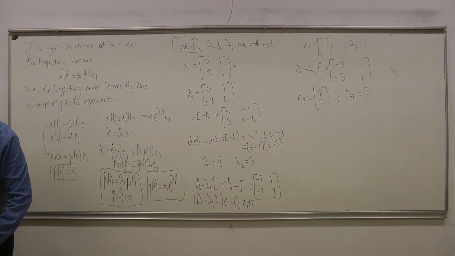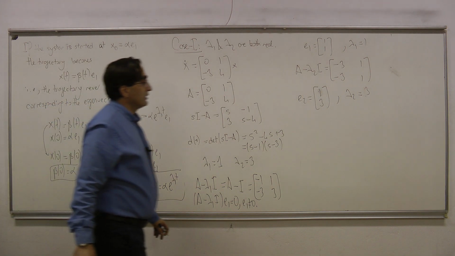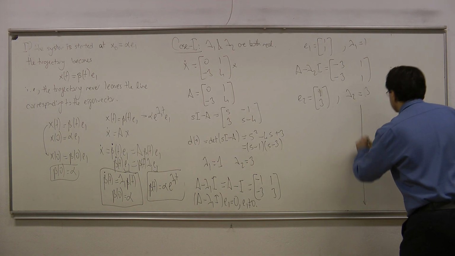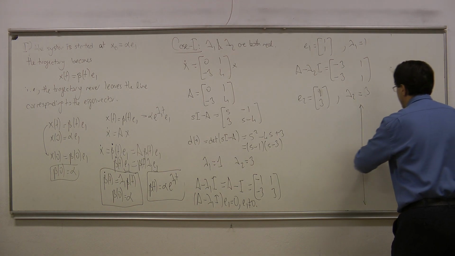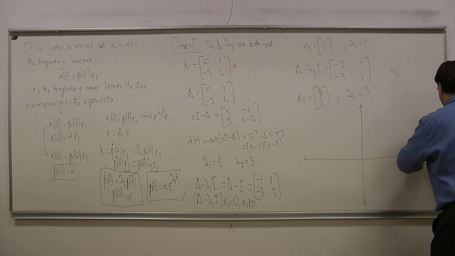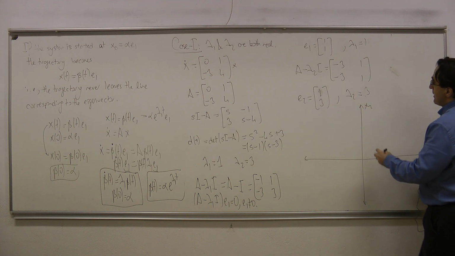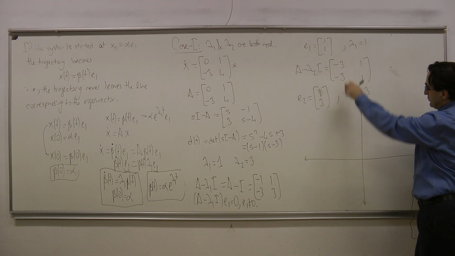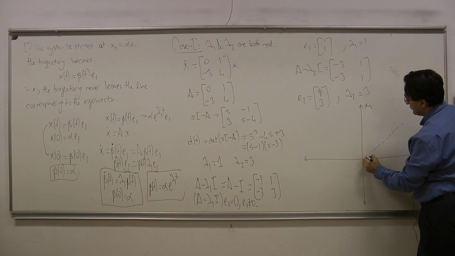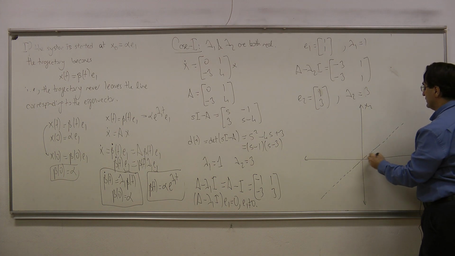So now I have found my eigenvectors with the eigenvalues. So now I can actually start drawing a little bit what the phase plane would be looking like. I have x1, x2 here. My first eigenvector has equal components. So the line corresponding to that eigenvector would be this line, okay?